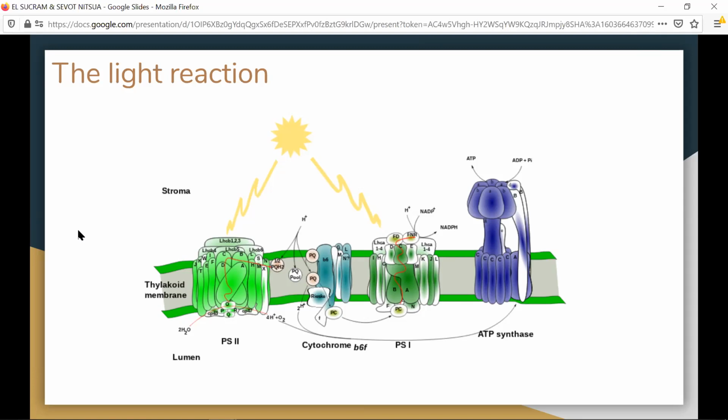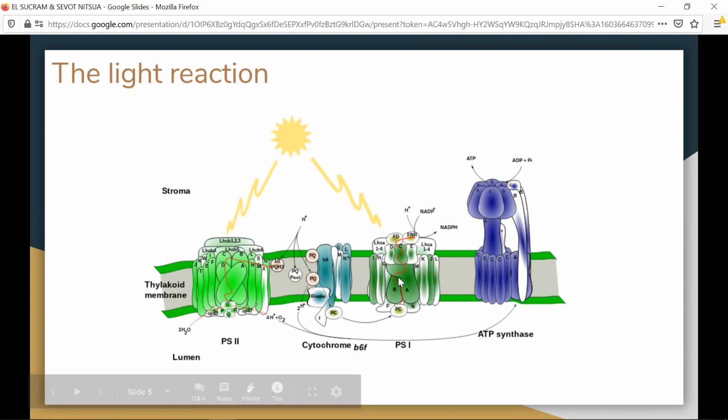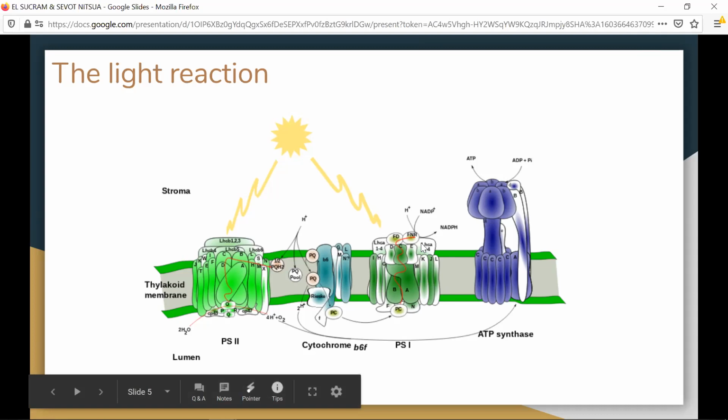And during this process, there's two types of chlorophyll, right? Chlorophyll A and chlorophyll B. Chlorophyll A works in photosystem 2. Here it's labeled PS2, that's what it stands for, photosystem 2. And here, chlorophyll B works in photosystem 1. That's their difference, right? And if you look at this whole thing, what does it look like?